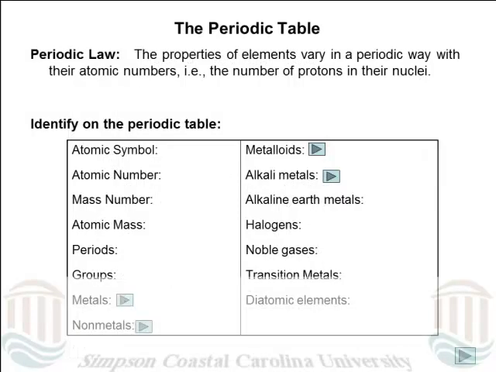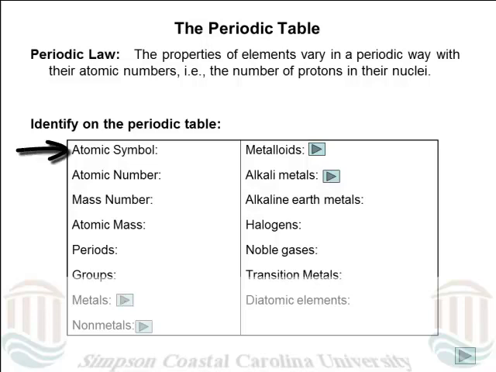Now, the basic idea around the periodic table is something called periodic law, which states that the properties of elements vary in a periodic way with their atomic numbers. Atomic numbers meaning the number of protons in their nuclei. When looking at a periodic table, you should be able to quickly extract information related to these topics listed here.